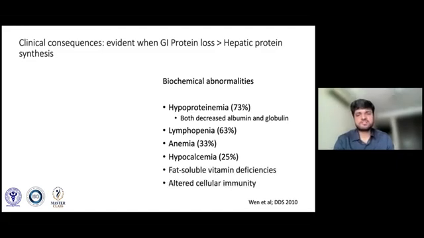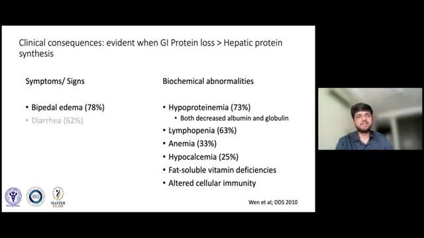Finally, there is altered cellular immunity, and while there is no definite established test for such patients, different tests may show varying abnormalities when we do them. These may present as various symptoms and signs, the most common being bipedal edema, and then some of them may have overt diarrhea when the amount of protein and fat being expelled exceeds the capacity of the colon to absorb.